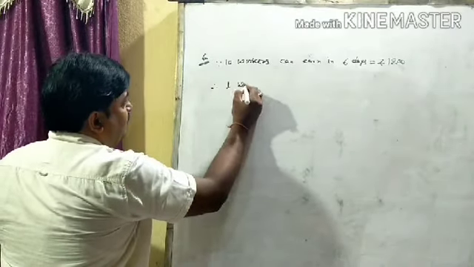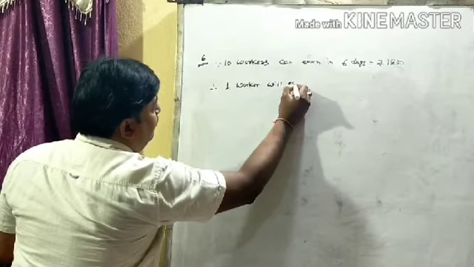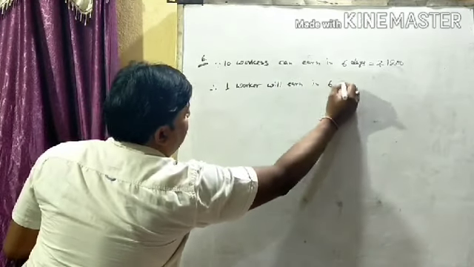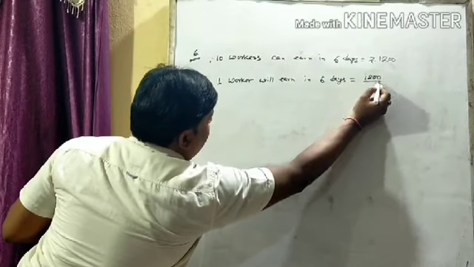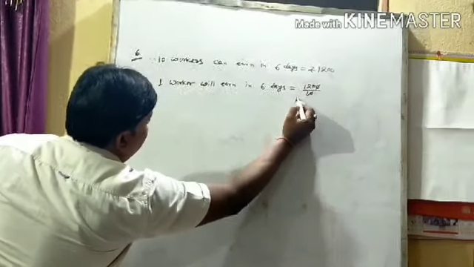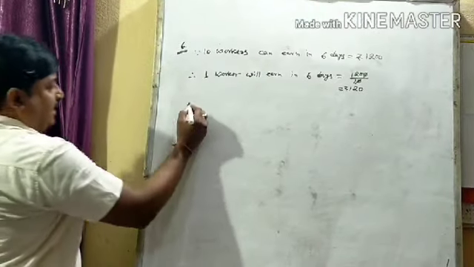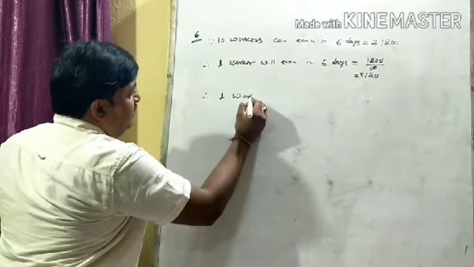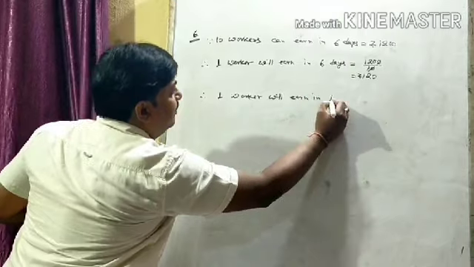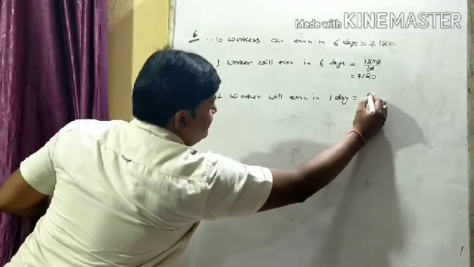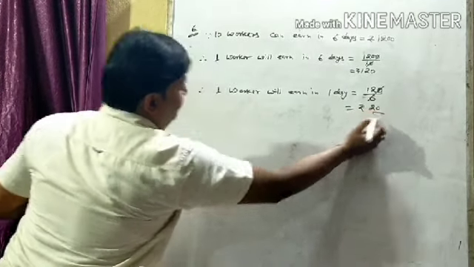therefore one worker will earn in 6 days 1200 by 10, that is rupees 120. Again, therefore, one worker will earn in 1 day rupees 120 by 6, that is rupees 20.